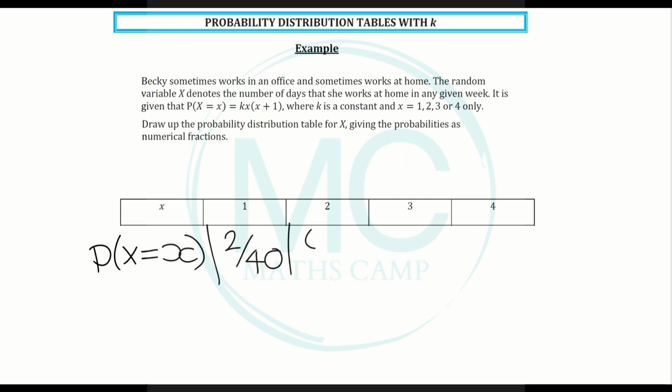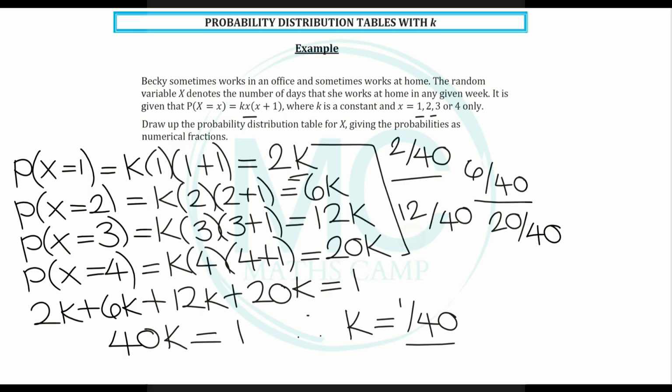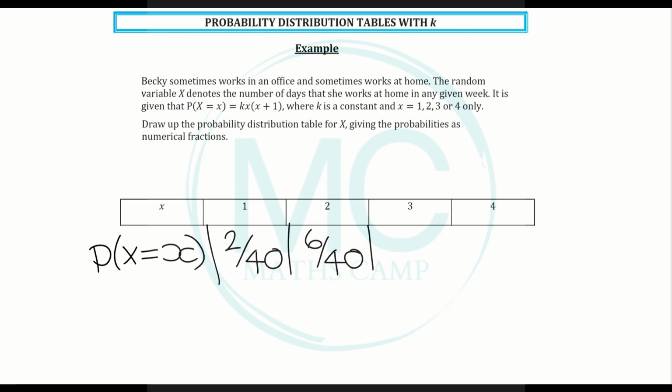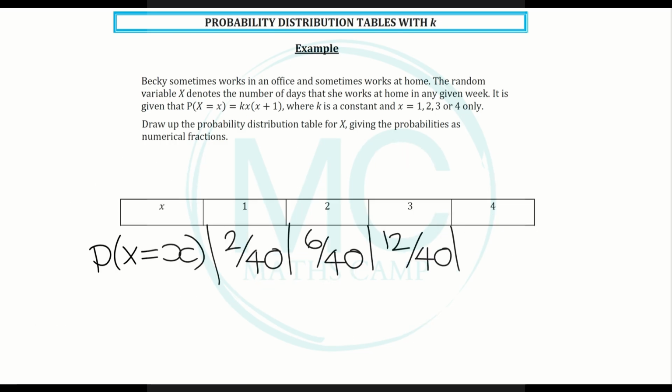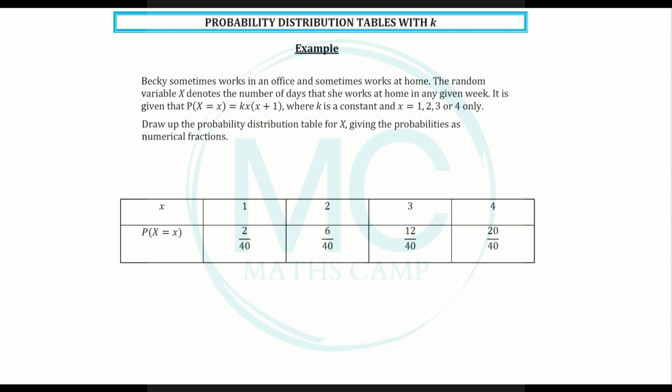You can leave your answers in this format. You don't need to simplify. When x is 3, probability is 12 over 40. Let's put this one in here, 12 over 40. And finally, when x is 4, we have 20 over 40. I can put this in as well, 20 over 40. And this is my distribution table.